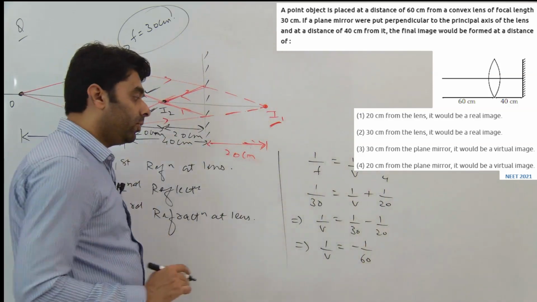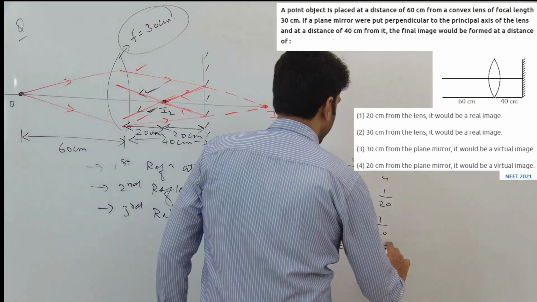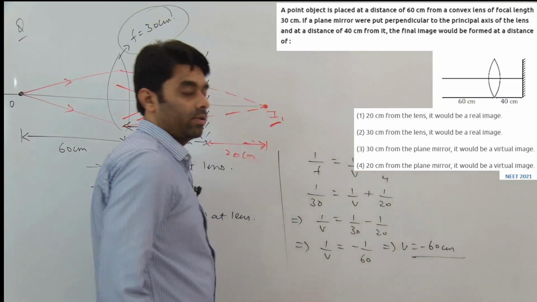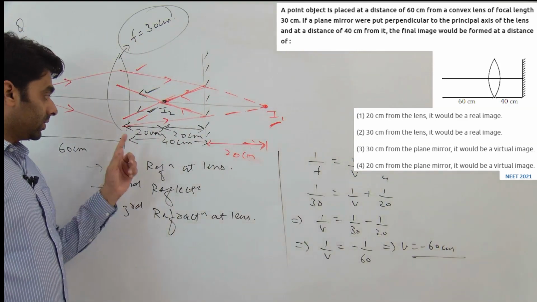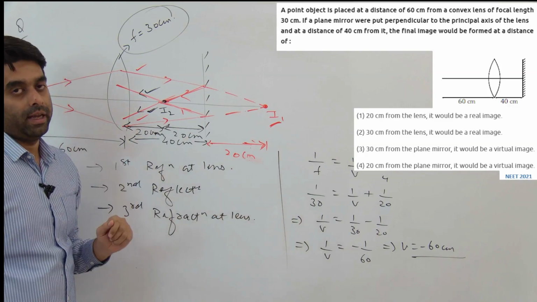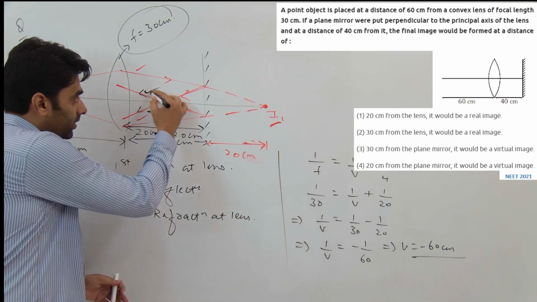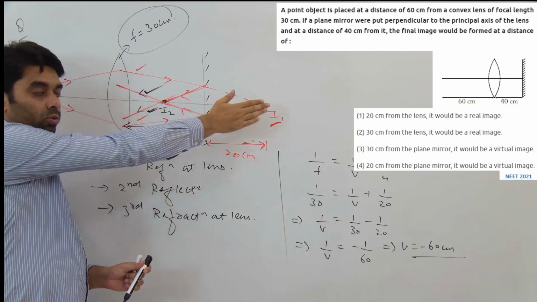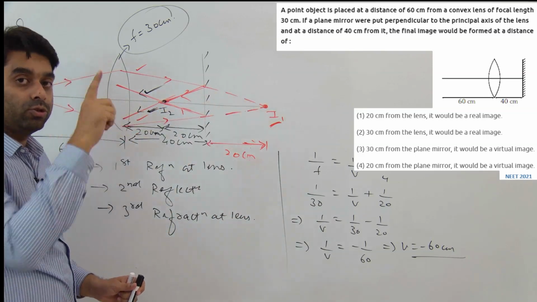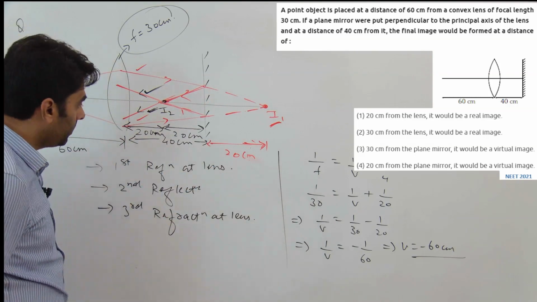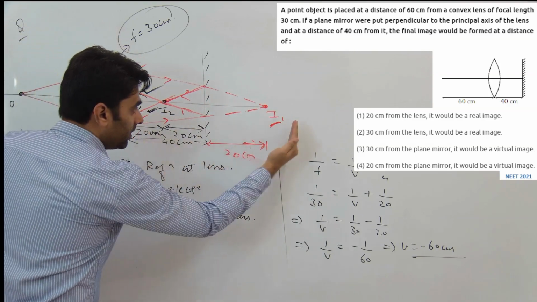So the v value comes minus 60 centimeter. Now see the interesting thing. This is the distance from the lens, but it is coming negative with respect to these rays. That means we will have to go opposite to the incident ray for our final image. A virtual image is forming, because your v value is coming negative, that means it's a virtual image. From the lens, it will be 60 centimeter.